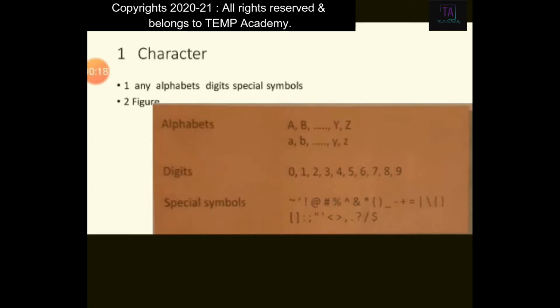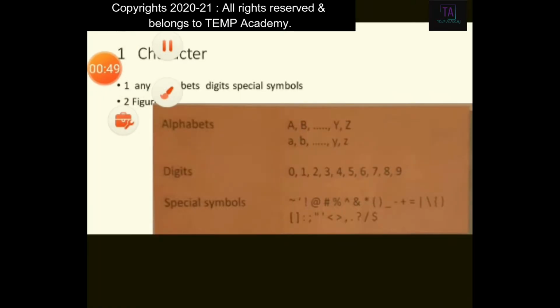C character: any alphabets, digits, symbols, like which you can see in the figure. Alphabets like capital A, capital B, small alphabets like a, b, and digits like 0, 1, 2, 3, 4, 5, 6, 7, 8, 9. Special symbols like at the rate, hash, percentage, power, asterisk, which we can see here.